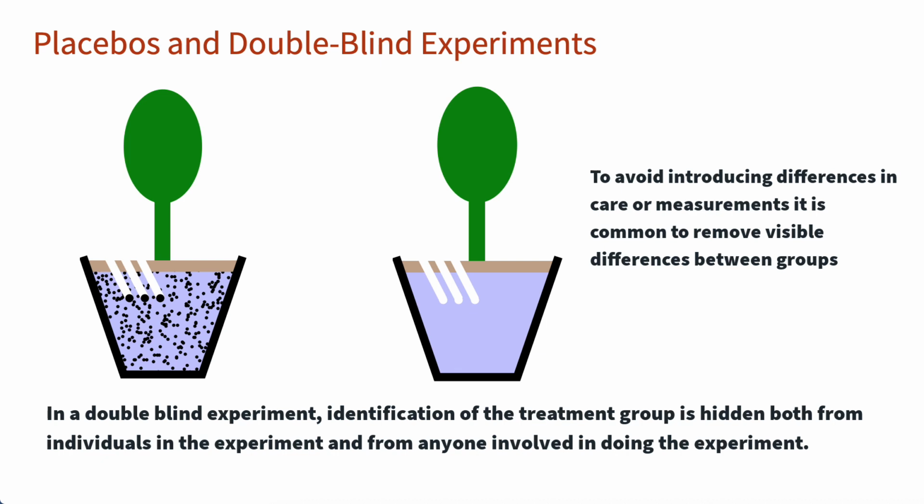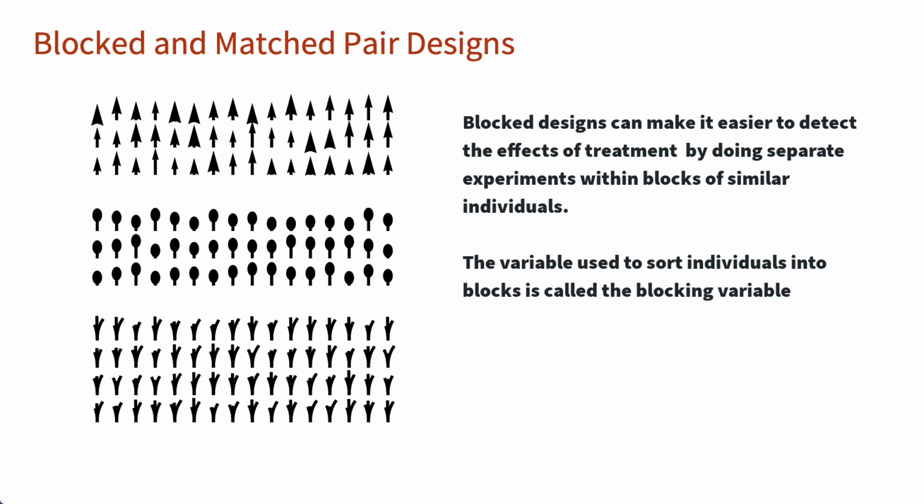Randomization is usually the only way of distributing unknown confounding variables evenly between samples, but when confounding variables involve known differences, it is possible to improve on randomization by organizing the population into groups of similar individuals and doing separate randomized experiments within each group.